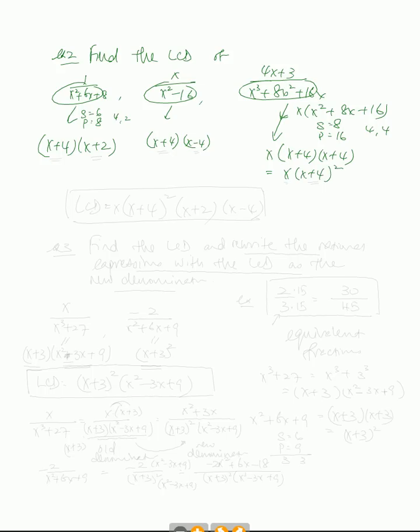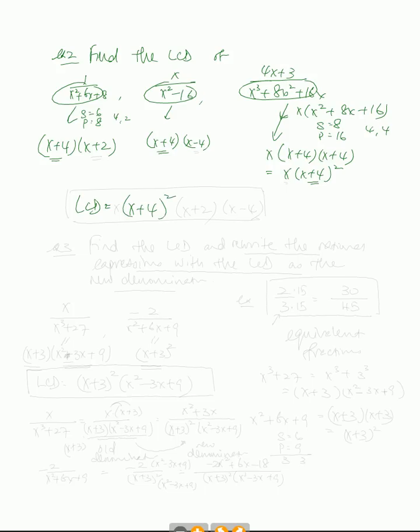Okay, so what do we have here? So what's the LCD? Okay, we need all the different factors. So there's x plus 4 here, and here, and here. But between them, I need the highest exponent. So it's going to be x plus 4 squared.